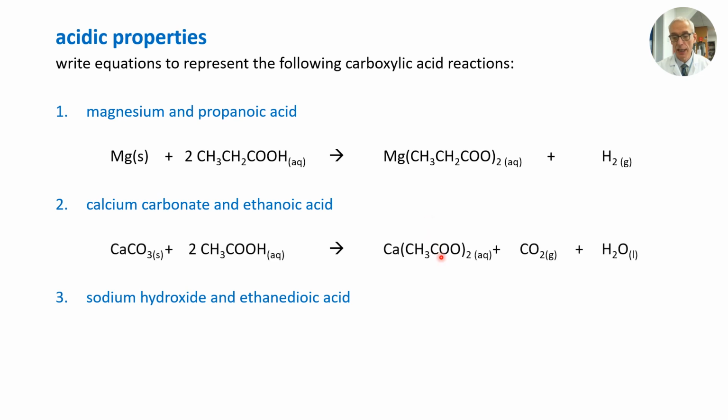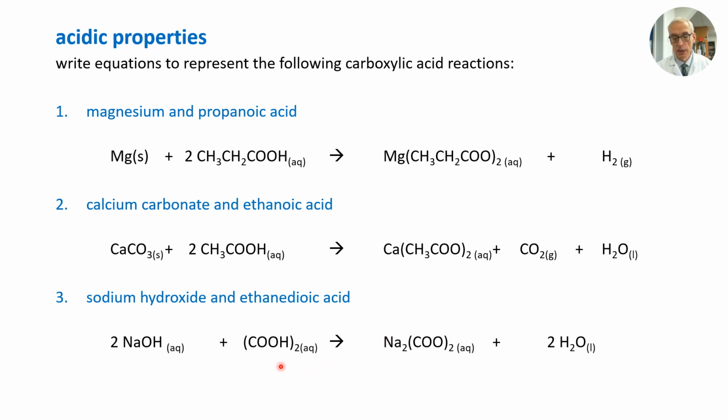Calcium carbonate and ethanoic acid gives us calcium ethanoate. Again, the ethanoate ion is 1-, calcium a 2+ ion from group 2. On this occasion, the product is water. It is a neutralization. But in addition, with a carbonate, we get carbon dioxide and 2 ethanoic acids required to balance. Our third, sodium hydroxide and ethane dioic acid.